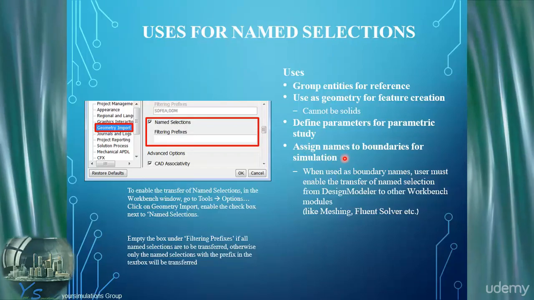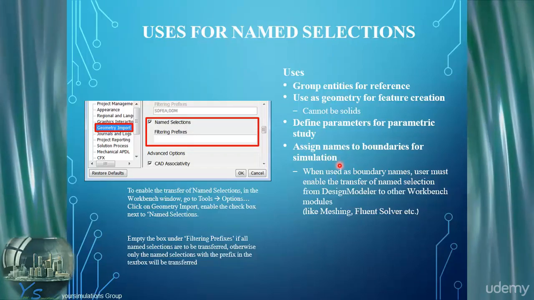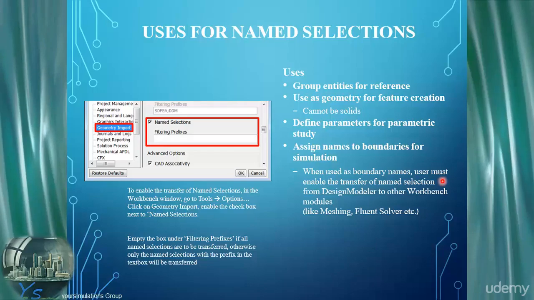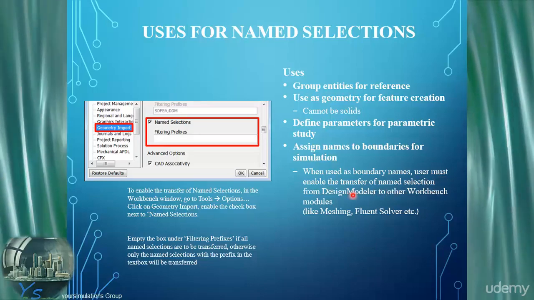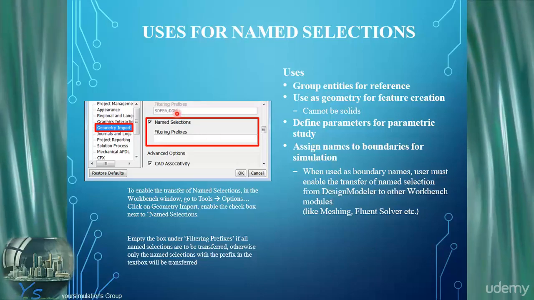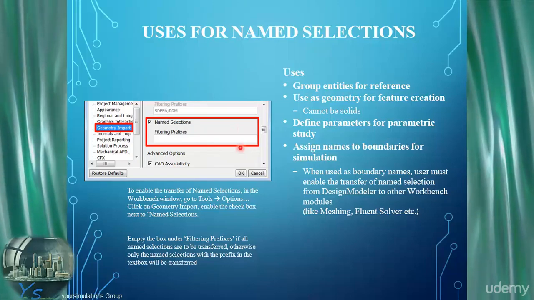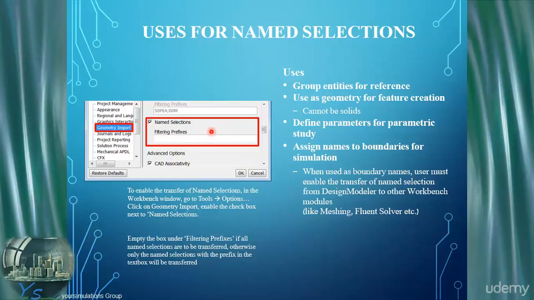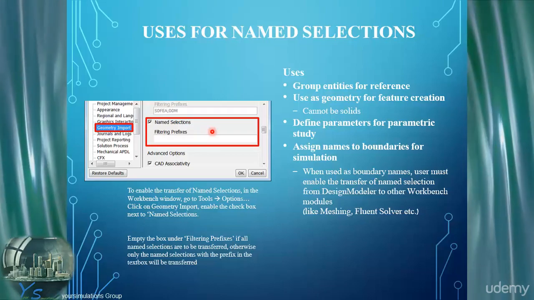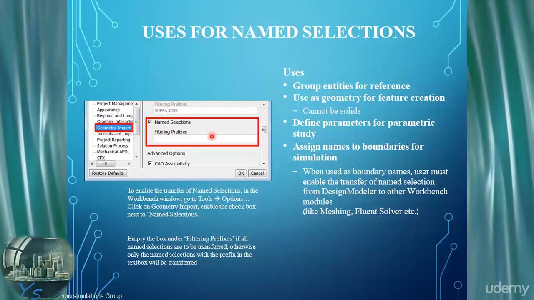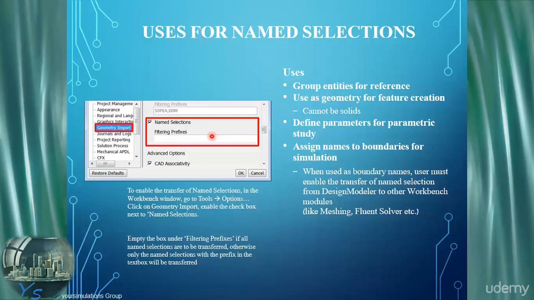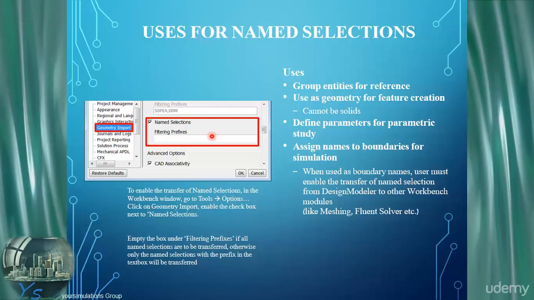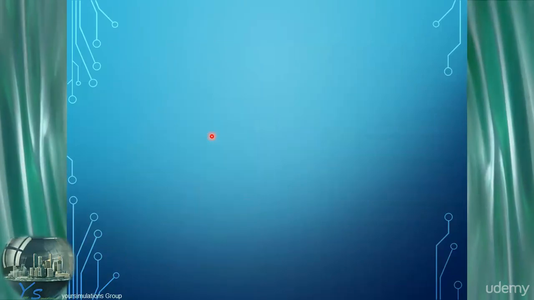So when we use boundary names, the user must enable the transfer of the name selections from design modeler to another tool. But once we've allowed the options panel here to allow name selections to be transferred, this will allow those name selections to be easily transferred from one tool within Workbench to the next tool within Workbench. For example, from design modeler through to meshing, and then through to the solving stage.